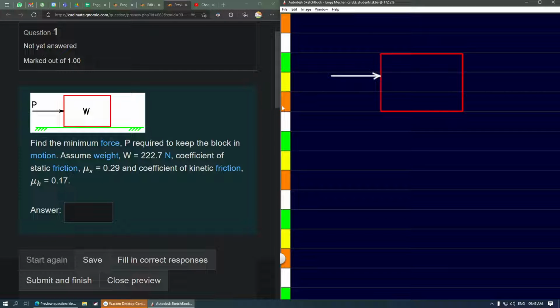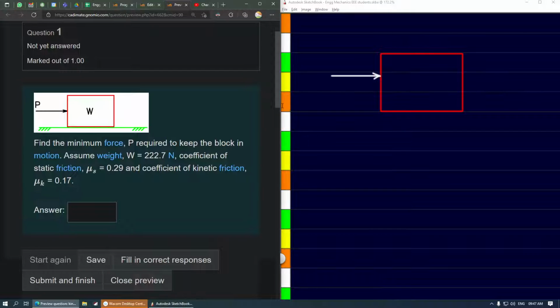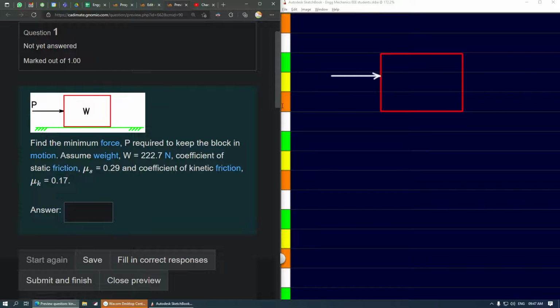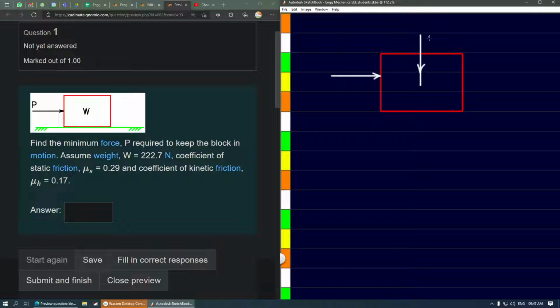That means this is a problem wherein kinetic motion is already happening. So we should not take the coefficient of static friction. We should be considering the coefficient of kinetic friction. Now we know the weight of the object that is acting here is 222.7 newtons. That will result in a normal reaction here. Let's call it N.